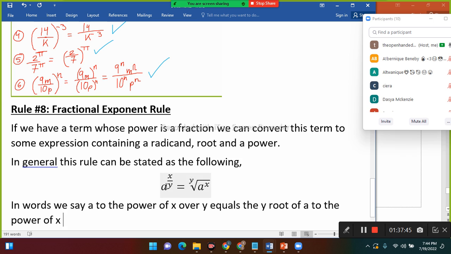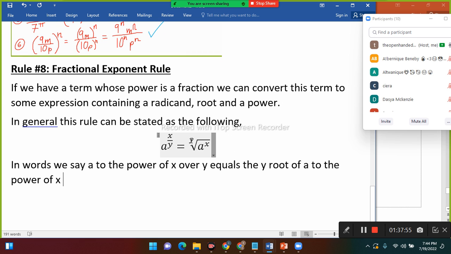So a to the power of x over y equals the y root of a to the power of x. If y is 2, it would be the square root. If y is 3, it would be the cube root. If y is 4, it would be the fourth root of a to the power of x, whatever that is. So always remember, the denominator is the root, and x is the power.